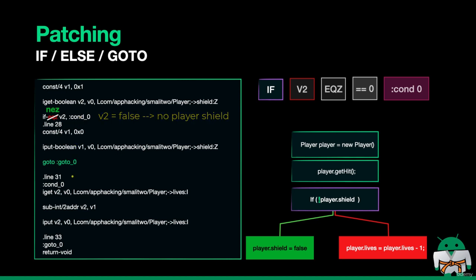Therefore, we do not jump to condition 0. Okay, then we move on over here. We are putting 0 into V1, and then we are putting false back again into our player shield state. And this is ridiculous because this means we still keep our player shield on, because we have flipped the logic. By having player shield equals false, we cannot get hit.